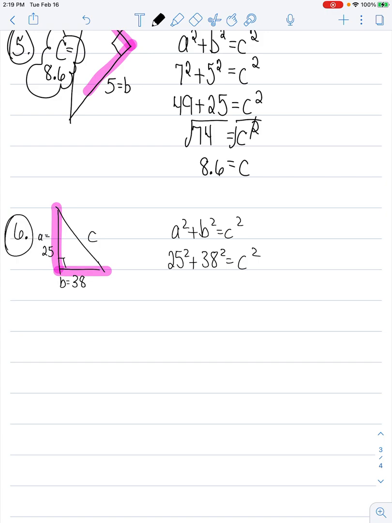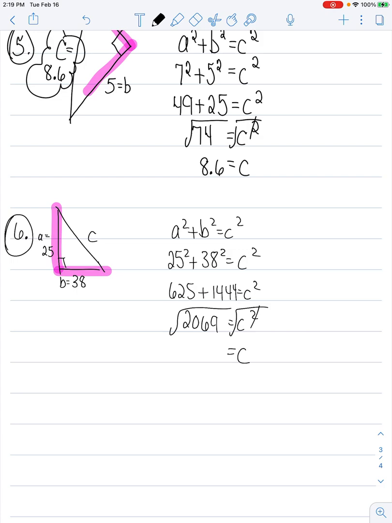Now, if you guys have figured out how to just type it straight into the calculator, please by all means do that, okay? But I am showing the different steps for people who need it. So 25 times 25 is 625. 38 times 38 is 1444. Equals c squared. In this case, we do add those numbers. So 2069 equals c squared, and our last step is always to take the square root.